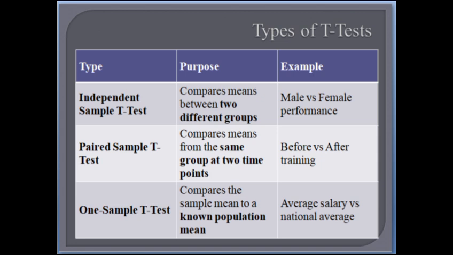Population, we can say, is the total number of items, and sample is a subpart of the population.